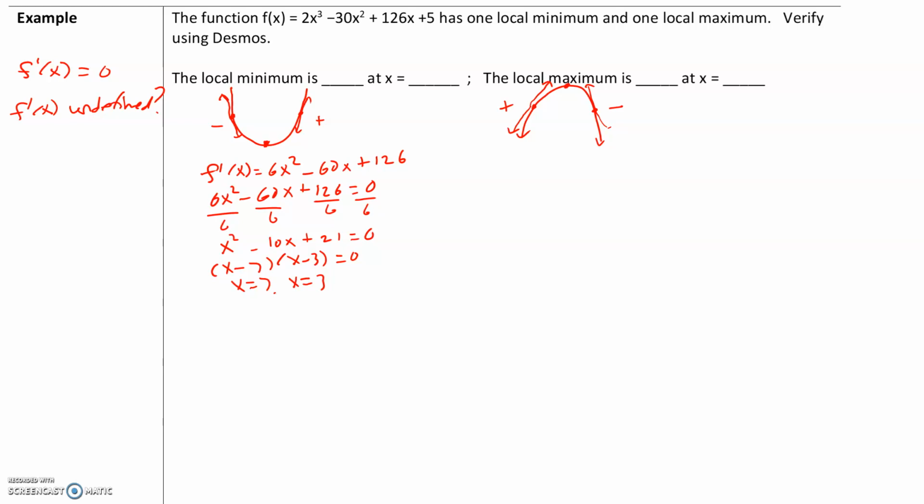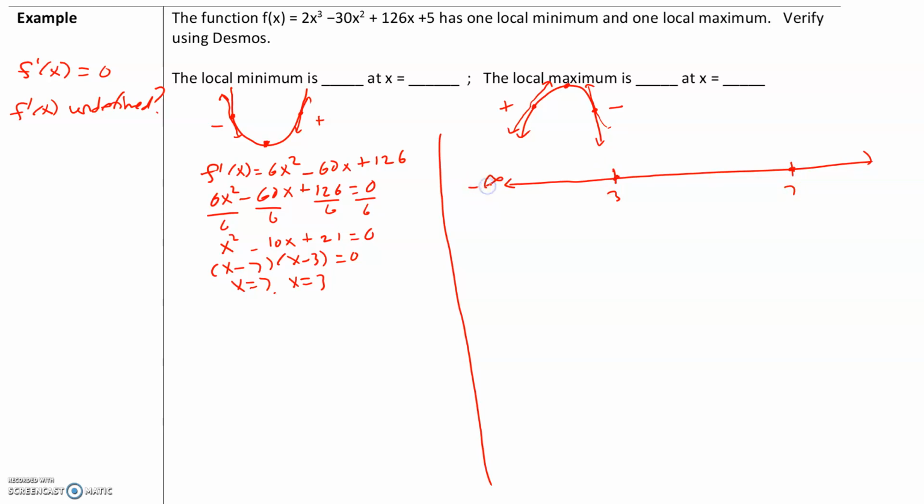So one of these is going to be a local minimum, one of these is going to be a local maximum. I've got to figure out which one's which. So I'm going to look at the first derivatives and do the first derivative test. So this is our number line. We have x equals 3, x equals 7. These are the critical numbers. So these are the turning points.